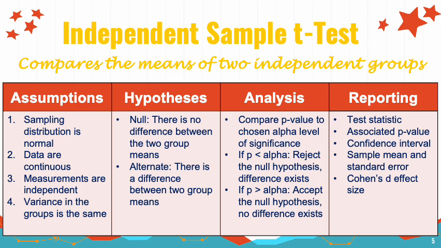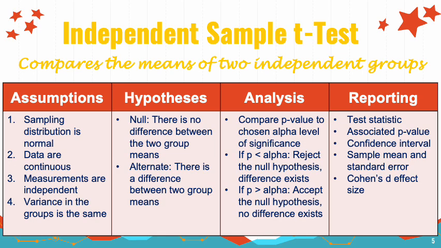There are 4 assumptions of the independent sample t-test that you must check before running this test. First, the sampling distribution should be normal. Second, the data should be continuous, which means measured at the interval or ratio level. Third, measurements should be independent, as we just discussed. And fourth, variance in the groups being compared should be about the same. Recall we discussed how to assess for variance in our lecture on parametric and non-parametric tests.